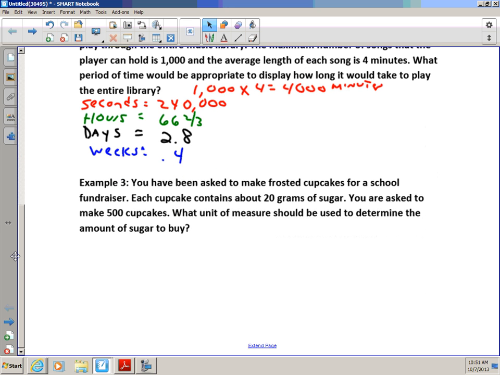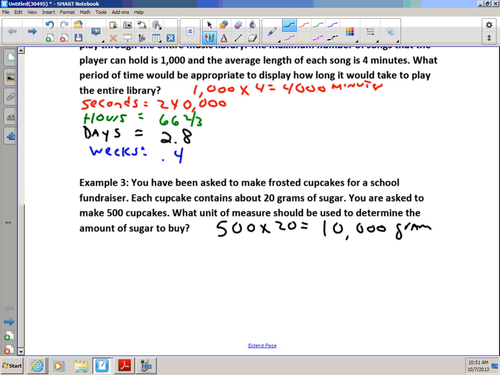The third example here, we're making cupcakes, and each cupcake takes 20 grams of sugar, and you need to do 500 of them for a school bake sale. That's a lot of cupcakes. So that would take 10,000 grams of sugar. Well, the number 10,000, not the most unreasonable number, but still not as useful. What would be more useful? To convert this into pounds.